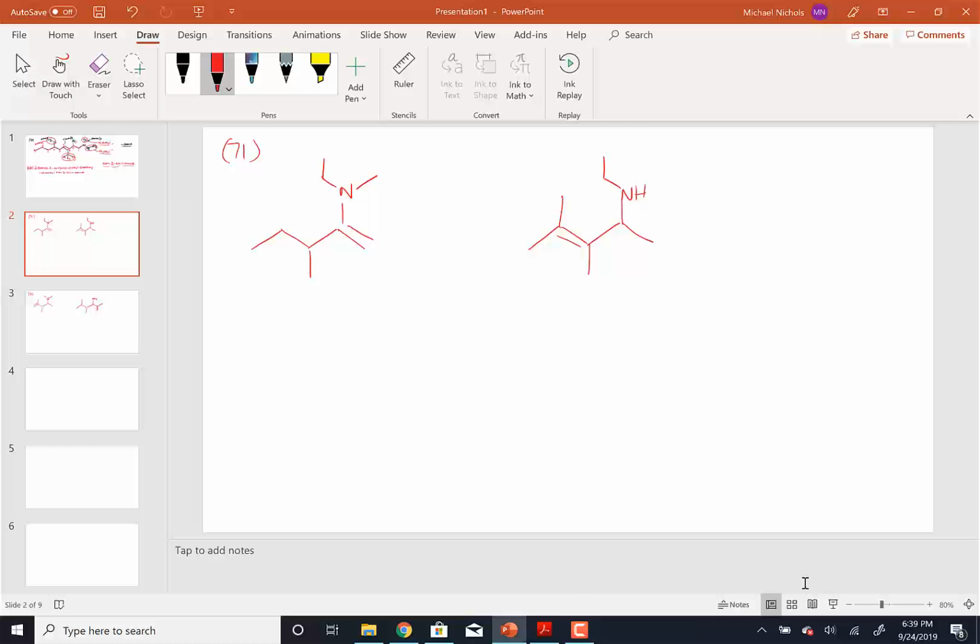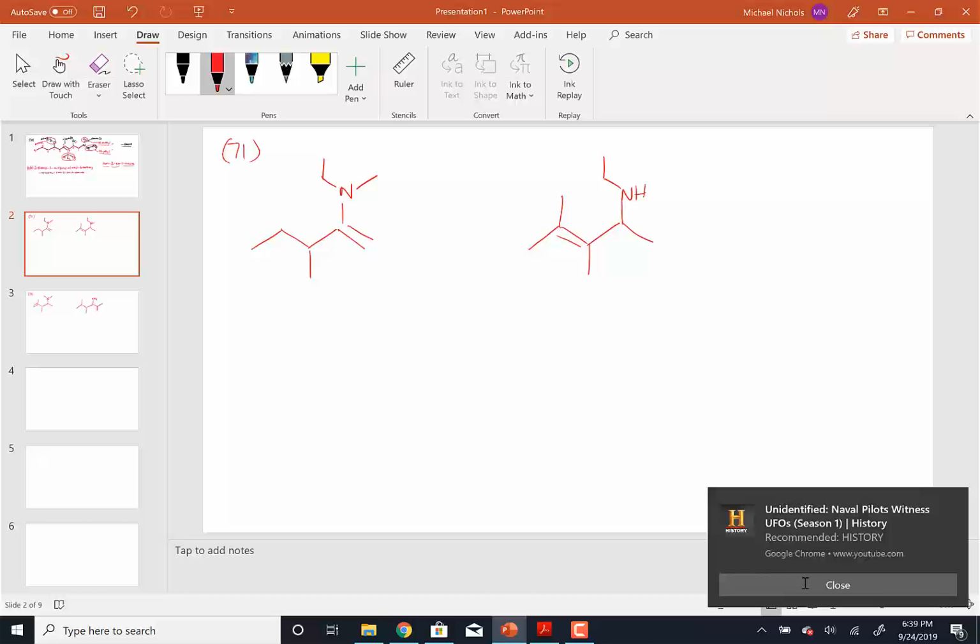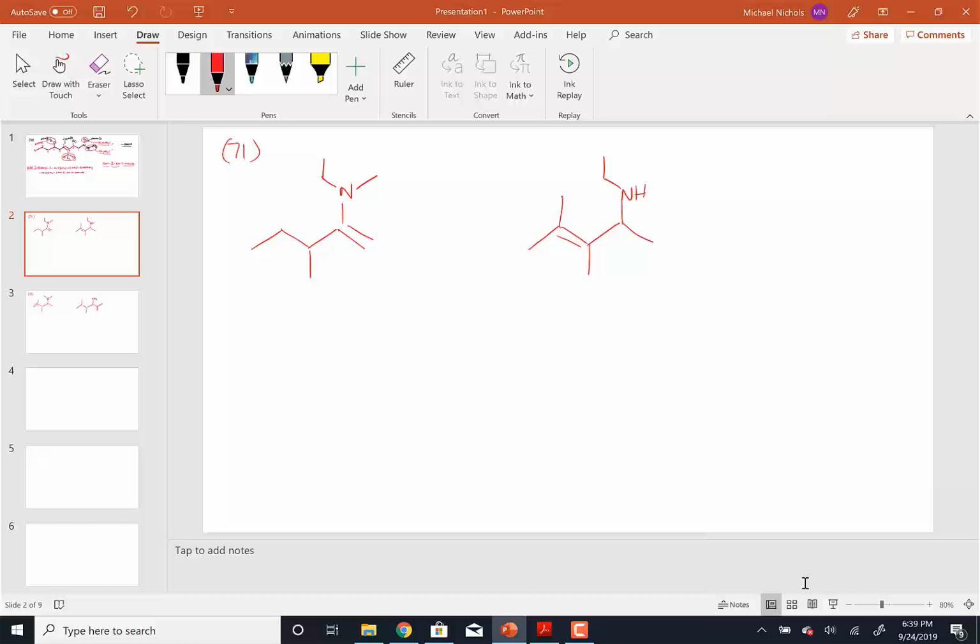Okay, there's a question about how to name amines, as in question number 71. In another question, I went over quickly how to name amines using problem 70 as an example, and I'll do it again here.